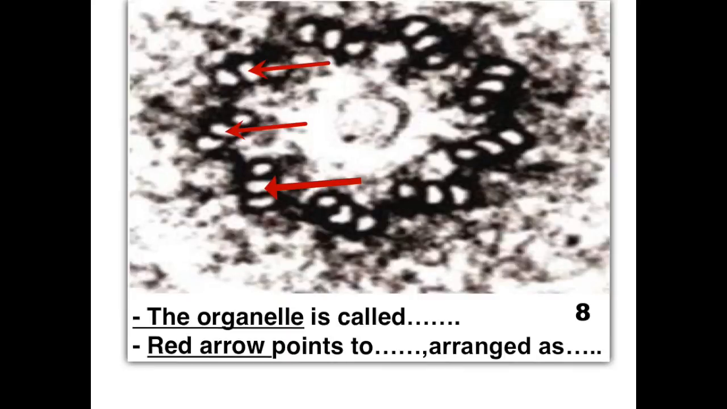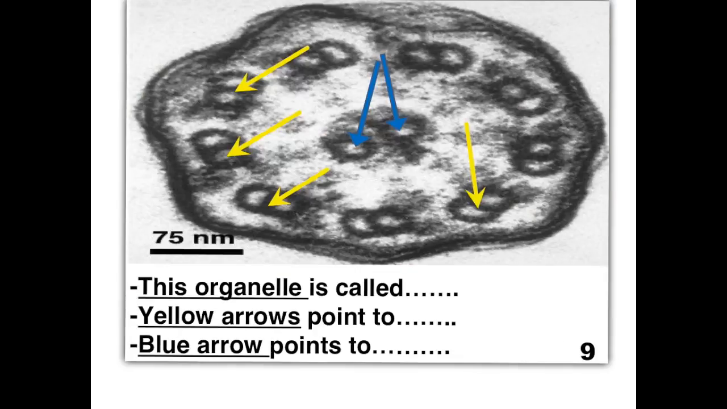The organelle is called centriole. The red arrow points to microtubules arranged as 9 triplets. This organelle is called shaft of cilia. The yellow arrow points to the doublets of microtubules. You should mention the two words. Blue arrow points to singlets of microtubules. And if you have an arrow here, it is the cell membrane. And if you have an arrow on the fuzzy layer here, it is the cell coat.